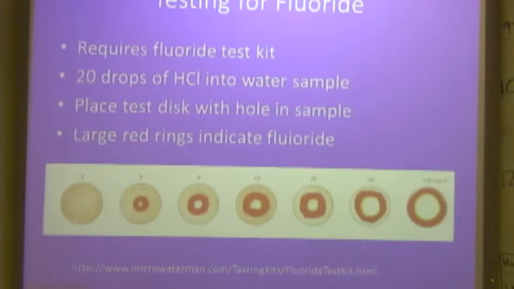To test for fluoride in your water, I found this at microwaterman.com. There's a fluoride testing kit with a disc. You take 10 milliliters of your water sample and put 20 drops of hydrochloric acid into it, then poke a hole in your test disc and place it in the sample. After 5 minutes you take it out again, and the more spread out the red rings are, the higher the fluoride concentration. If it's way out there, there's a whole lot of fluoride in it.